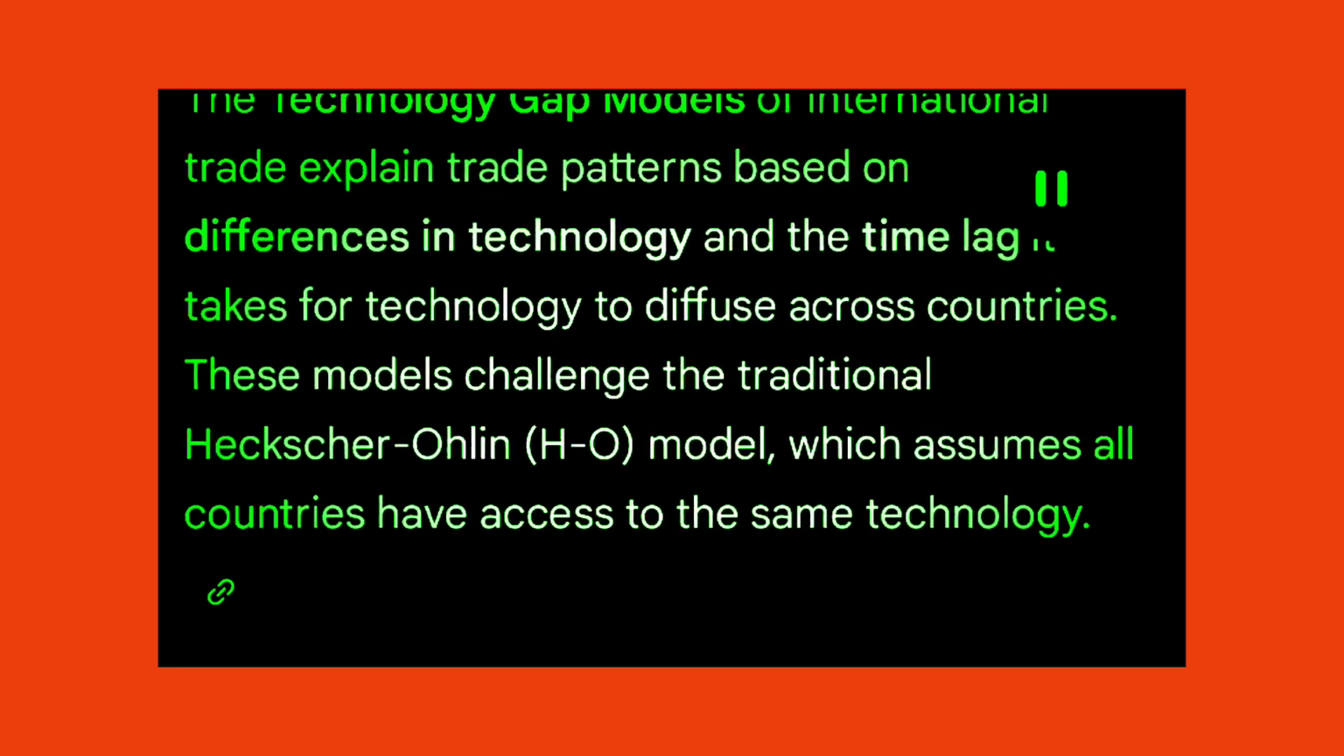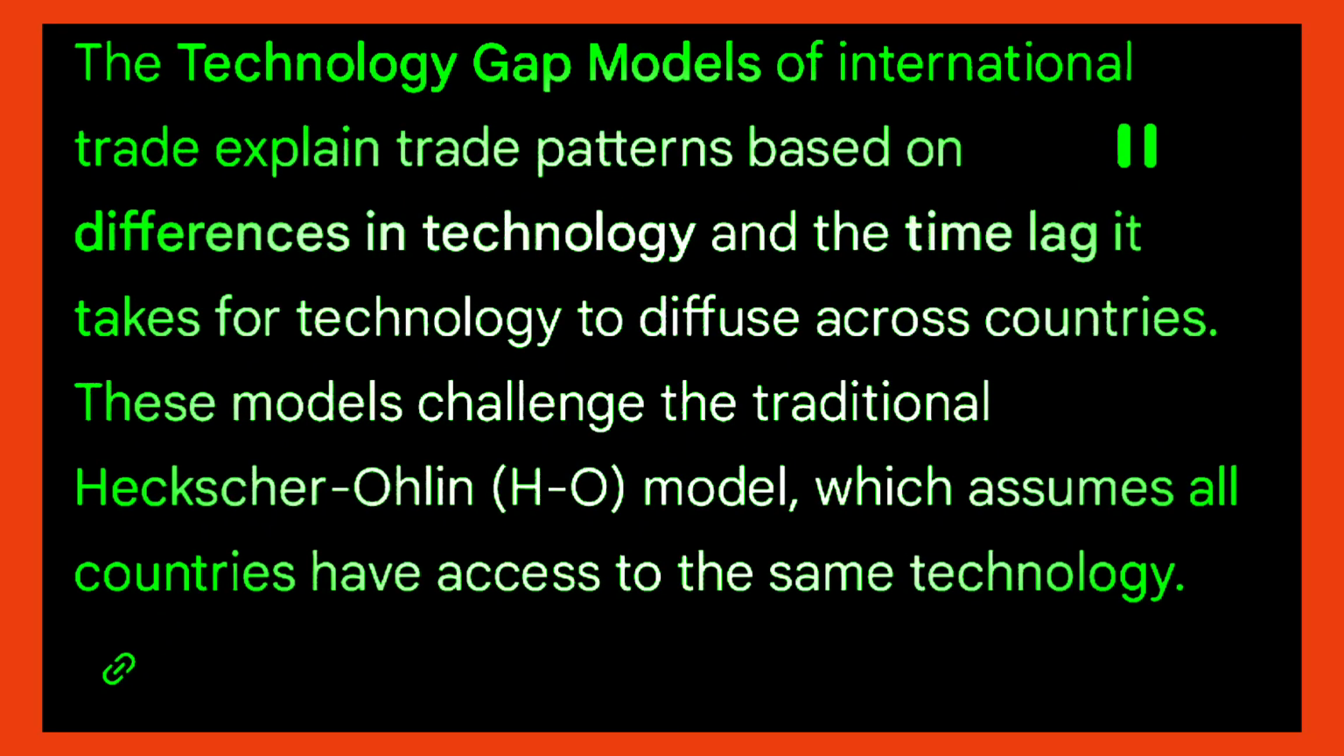Technology gap models of international trade explain trade patterns based on differences in technology and the time lag it takes for technology to diffuse across countries. These models challenge the traditional Heckscher-Ohlin (HO) model, which assumes all countries have access to the same technology.